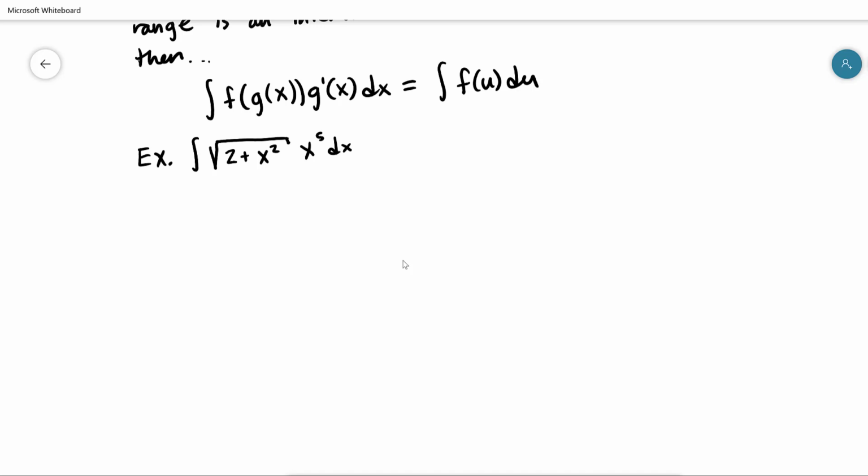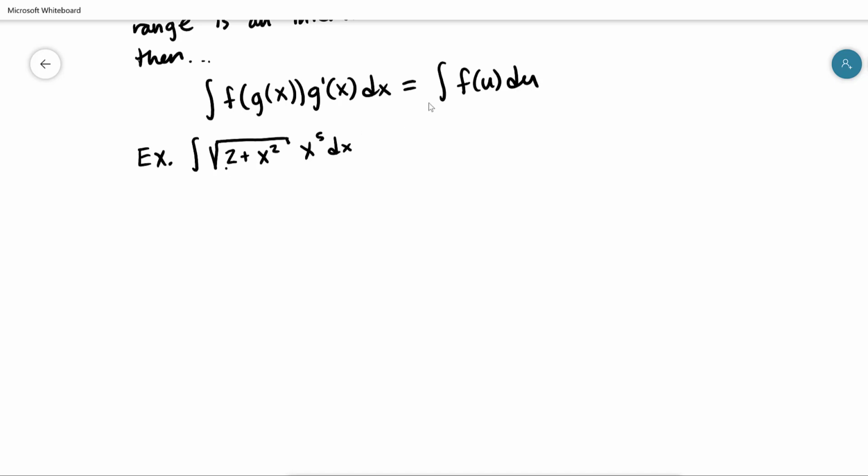Okay, so looking at this, my guess is that the u that I'm going to use should be something to make this square root term a little simpler. Maybe it should be the 2 plus x squared. But if that's what I'm going to try to make my u, the derivative of this also needs to show up somewhere. And the derivative of this would wind up being a 2x. So I need an x somewhere. Well, I don't have an x. I have an x to the 5th. So maybe it would be smart to actually split this thing up.